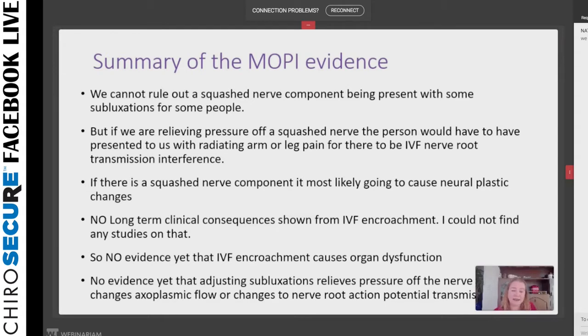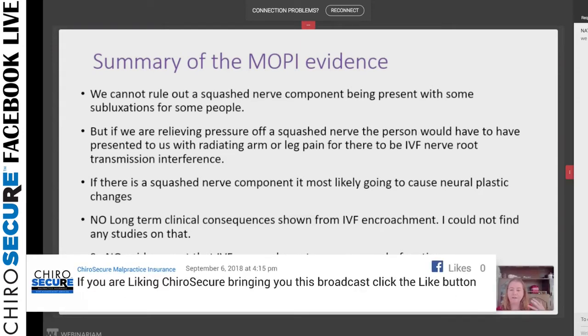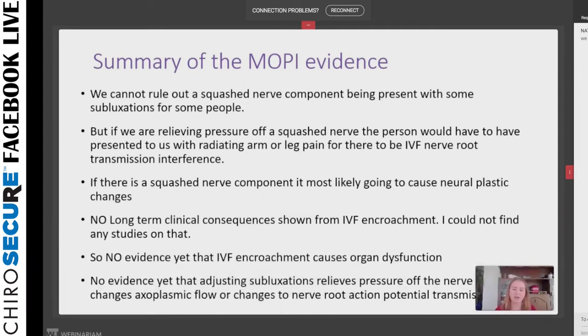We also know that there's not a single study yet showing that squashing the nerve root actually impacts physiology in any way. Even if one nerve root is interfered with, the body still gets innervation from other areas. There are no long-term studies showing that one squashed nerve root interferes with organ function in any way, shape, or form. I can't find a single study showing that. And there's absolutely no evidence I can find that adjusting a subluxation relieves pressure off a squashed nerve or changes axoplasmic flow or the action potential flow. So that's where we are with the squashed nerve root theory. It doesn't explain the effects you would get from most adjustments that you do all day, every day.